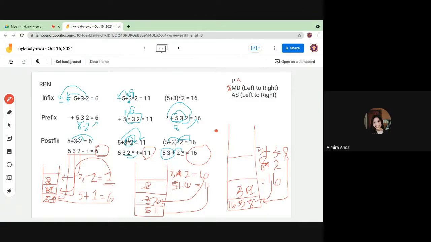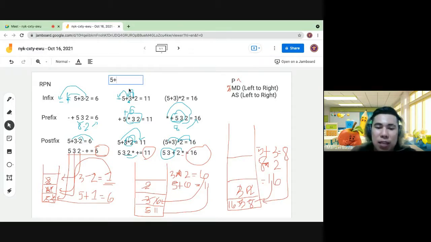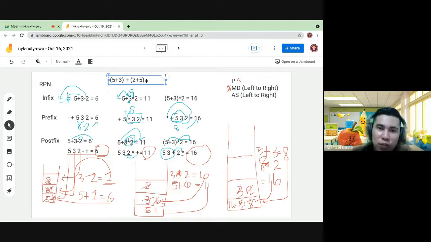Sir, sa postfix sir ba, what if kung duha ka parentheses ang ano nimo? Duha ka parentheses. Ano ba, asa? Sige. 5 plus 3. Tapos, plus, then another parenthesis na pod, then operator na pod. 2 minus 5.